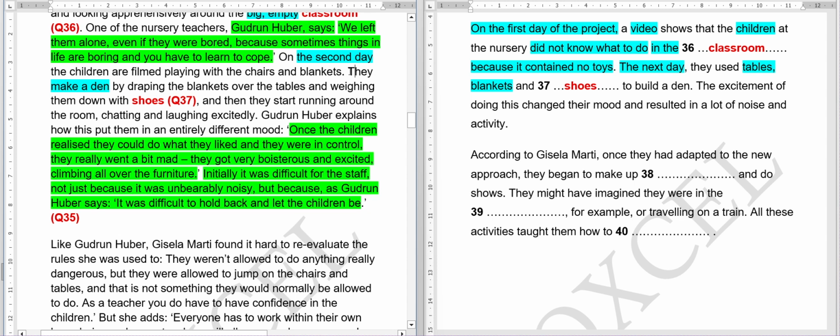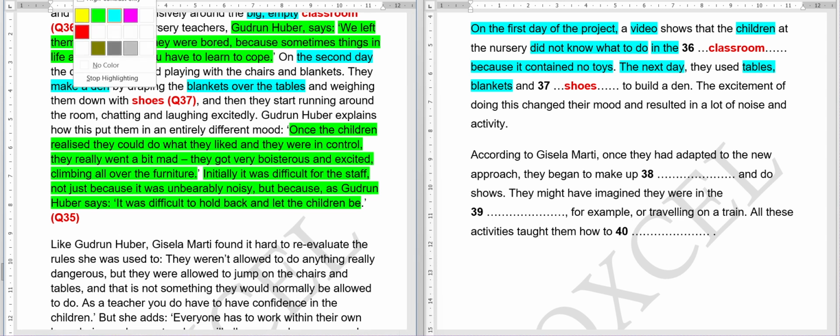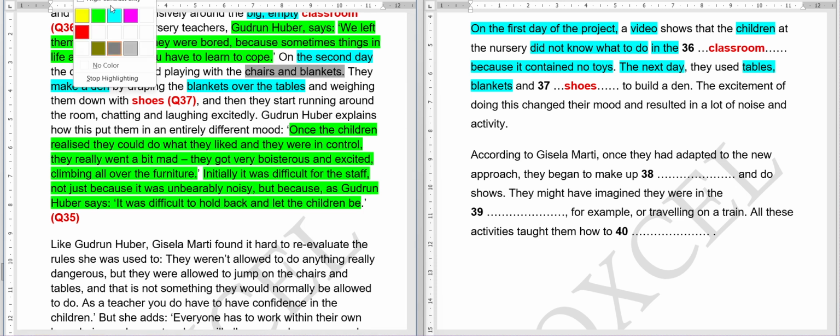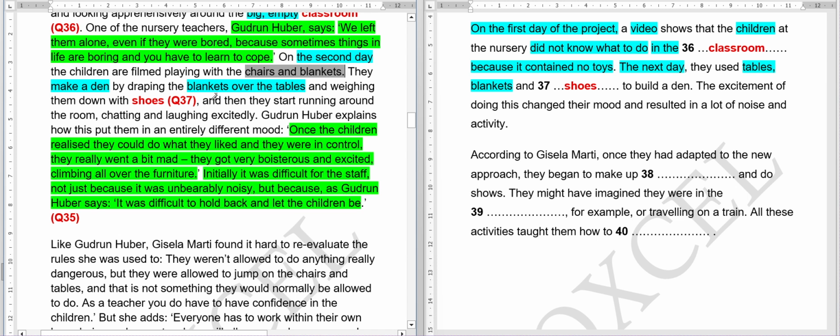In the next sentence, in this particular sentence, they have again written, they made a den by draping blankets over tables. So tables, blankets, and weighing them down with shoes. In this particular sentence they are just talking about chairs and blankets, like they were playing with them. But if they wanted to make a den, they used blankets over tables and then shoes to weigh them down.